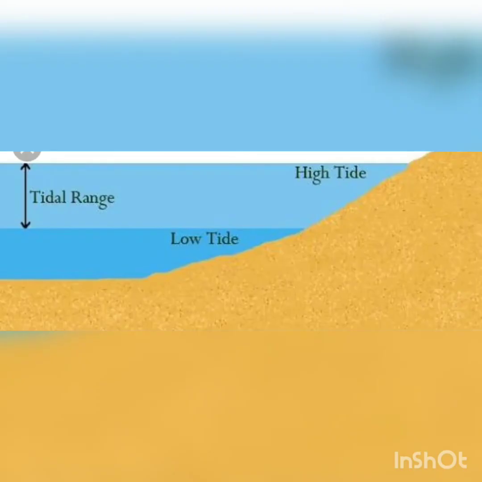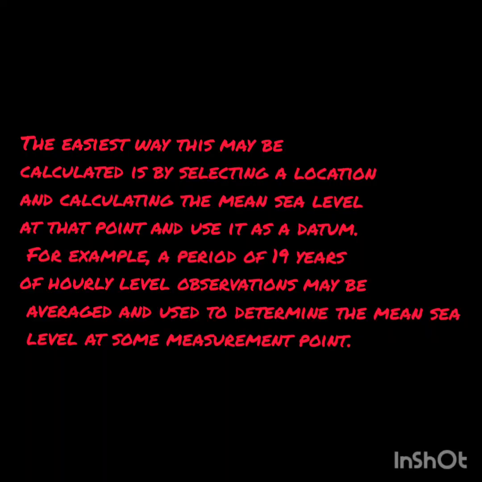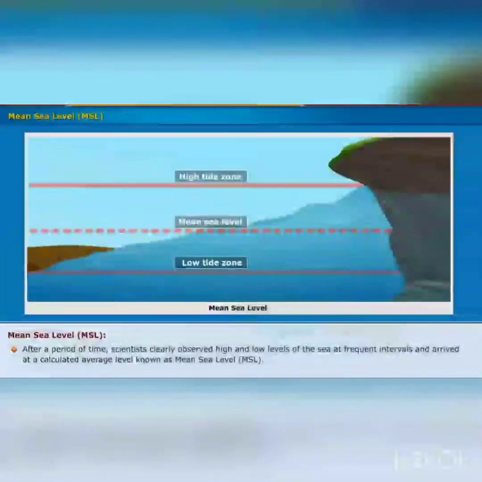Now look here, the tidal range they have given, the high tide range and the low tide range. To make the calculation easy, the easiest way this may be calculated is by selecting a location and calculating the mean sea level at that point and using it as data. For example, a period of 19 years of hourly level observations may be averaged and used to determine the mean sea level at some measurement point. For 19 years they were just checking the sea level.